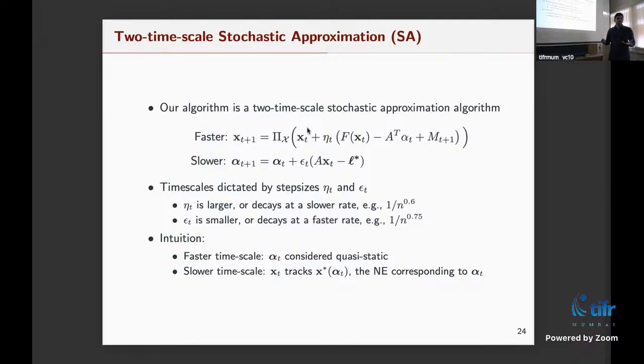The intuition for two timescale iterations is the faster one is so fast that it views alpha t as constant, and xt are able to converge to x star of alpha t. And the slower one is so slow that xt can basically be thought of as x star of alpha t. So even though the manager is actually only observing xt, it is in a way able to approximate what the violation at Nash equilibrium would have been, and hence it is able to steer the players in the right direction.